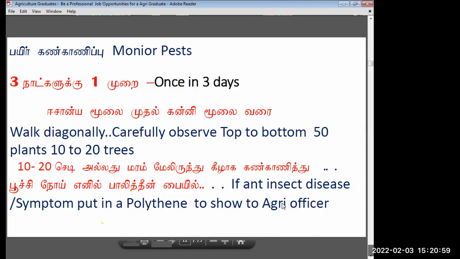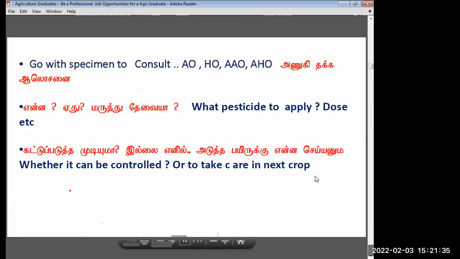Observe whether there is any change in color, whether any spots, whether any insect is flying. Likewise, you have to carefully monitor once in 3 days or at least once in 7 days. If you are able to find some insect or some damage in the leaf by a disease, leaf spot, etc., we must put the leaf or the part of the crop in a polythene bag, and immediately go to an agriculture officer.